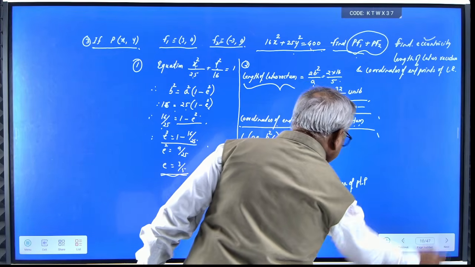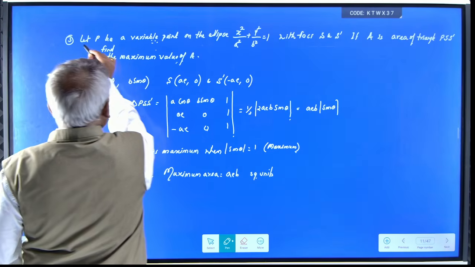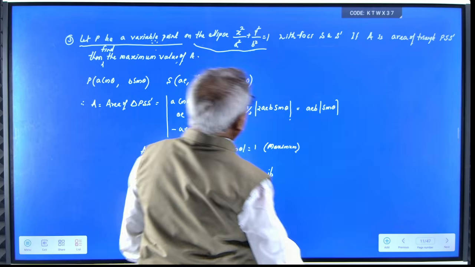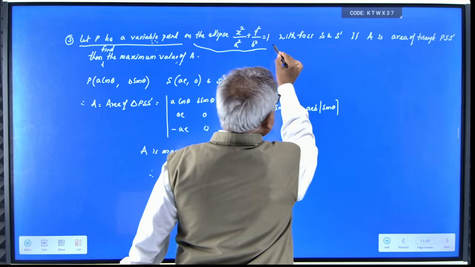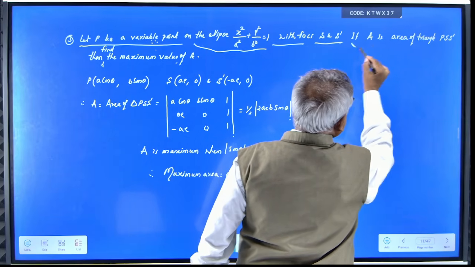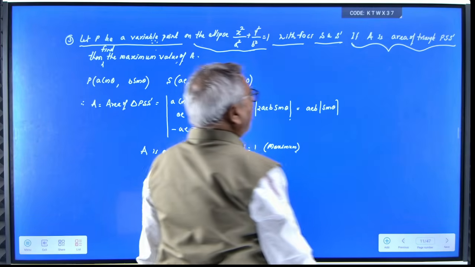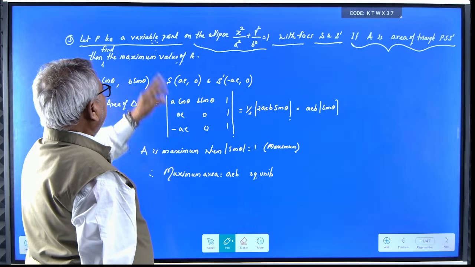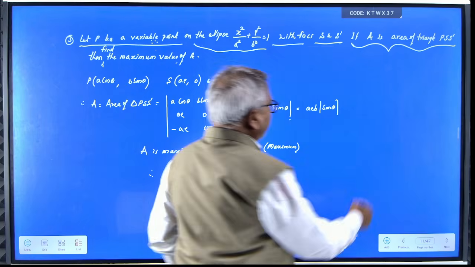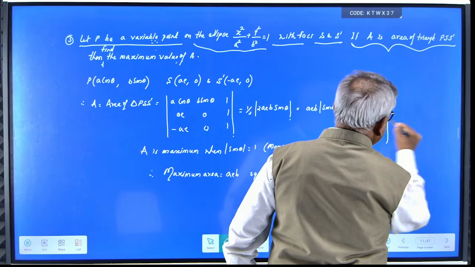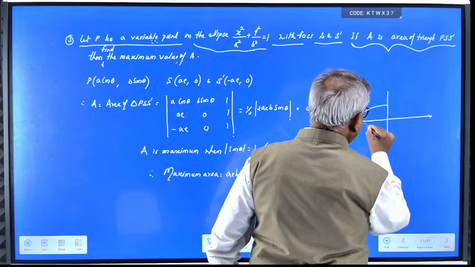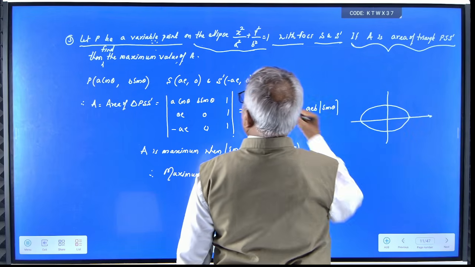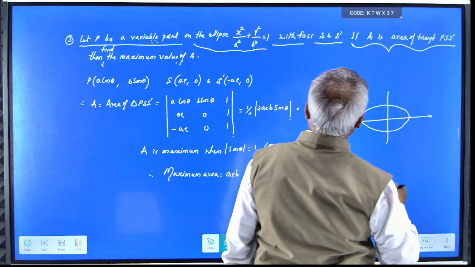Next, let's continue. Let P be a variable point on the ellipse x square upon a square plus y square upon b square equal to 1 with foci S and S dash. If A is the area of triangle PSS dash, then find the maximum value of A. Listen here. This is the ellipse, right? Point P moves.